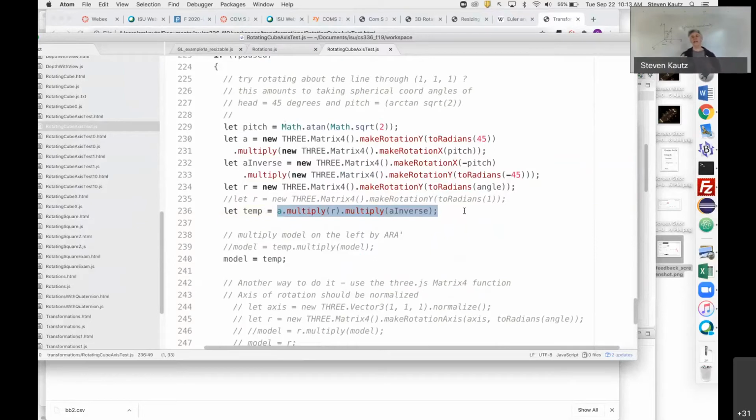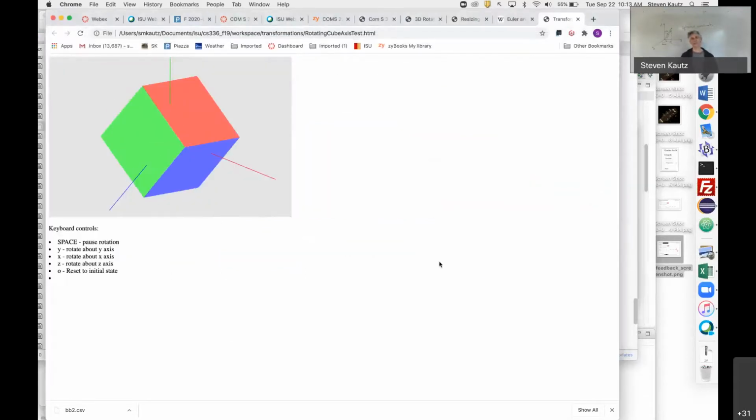So essentially, A is the transformation to a new frame in which the y-axis is at the angle that I want to do a rotation about. So I use that pattern of inverting A, doing the rotation about the world frame, and then redoing the A operation. So that's what's going on here. And then we just make that our model matrix. And that's it. And you can see it actually does work.